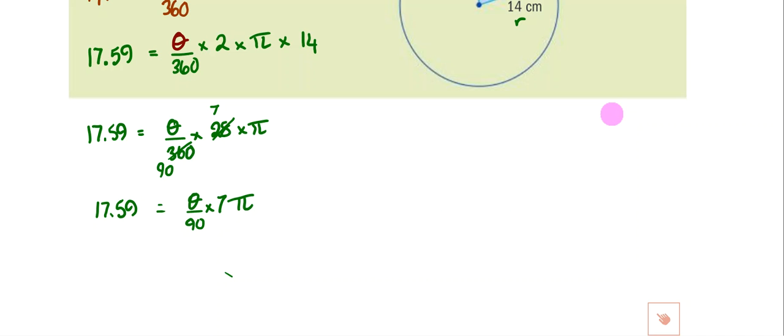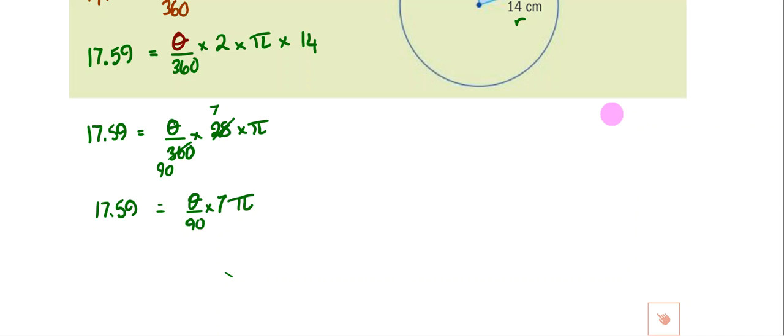You subtract only when it's the opposite of something that's being done to what you want to find. So in this case, I want to find theta, right? So the only time I would subtract is if something has been added to theta. Has anything been added to theta? What has been done to theta? We've divided by 90 and we have multiplied by 7 and pi. So there should be no adding or subtracting to get rid of stuff away from theta.